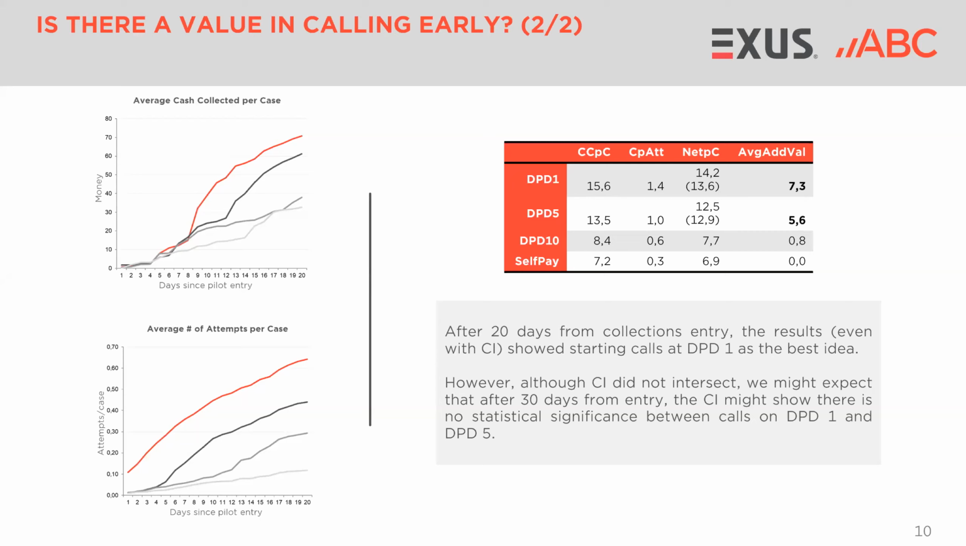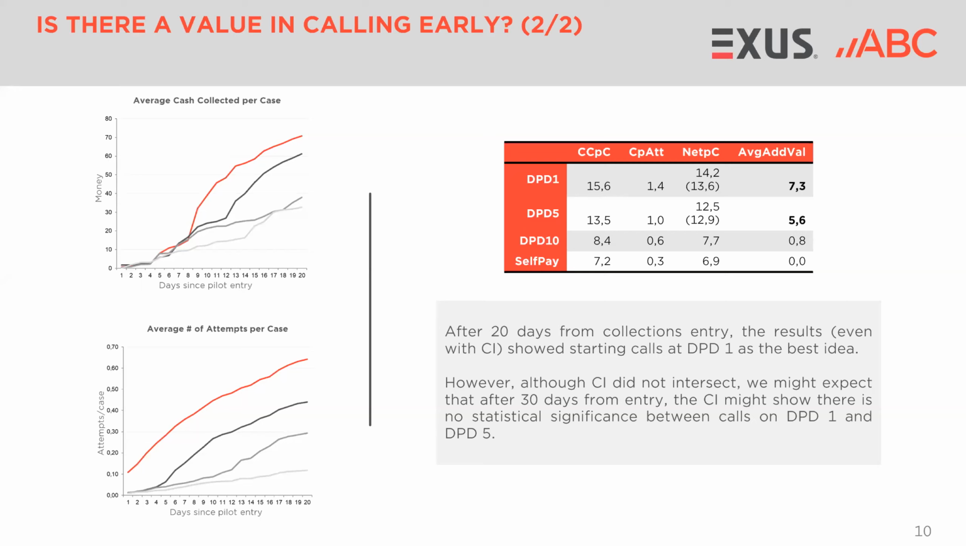is the bottom part of the confidence interval, and the 12.9 on the DPD5 row is actually the top level of the confidence interval. And these guys do not intersect. That means that we still think that these two, DPD1 and DPD5 calling, have different results. Yeah, it's a statistically significant difference. But it's after 20 days.